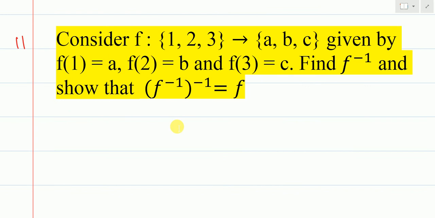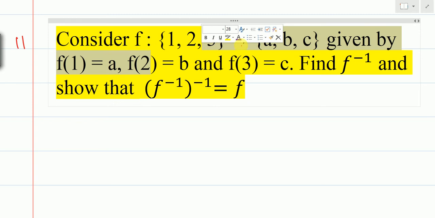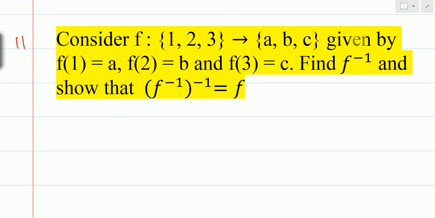Next, consider f from {1, 2, 3} to set {a, b, c} given by f of 1 is equal to a, f of 2 is equal to b, and f of 3 is equal to c. Find f inverse and show that inverse of f inverse is equal to f. Now here f is a function from {1, 2, 3} to set {a, b, c}, given f of 1 is equal to a, f of 2 is equal to b, and f of 3 is equal to c. Let me write the given function f.